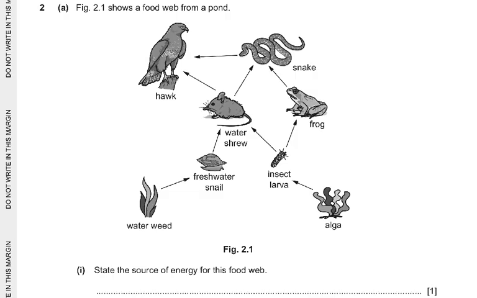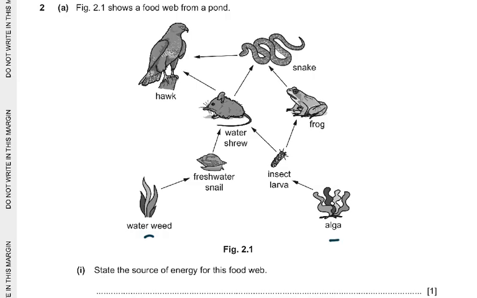Then coming to the second question, figure 2.1 shows a food web from a pond. So we have water weed, we have algae, which is a photosynthetic microorganism. Then you have the insect larvae, freshwater snail, and the larvae are eaten by the frog. The larvae and the freshwater snail are eaten by the water shrew. The water shrew is eaten by the hawk. The water shrew is also eaten by the snake, and the frog is also eaten by the snake. So the snake eats 2 organisms. The hawk also eats 2 organisms, the shrew and the snake.